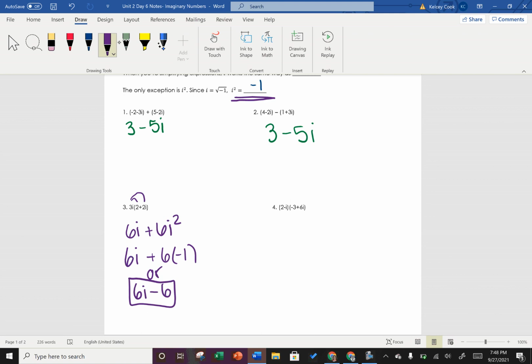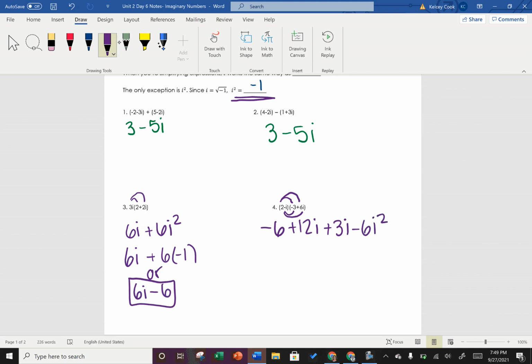Here we're going to distribute twice. So 2 times -3, that's going to be -6. 2 times 6i, it's going to be plus 12i. -i times -3 will be plus 3i. And then -i times 6i will be -6i squared.